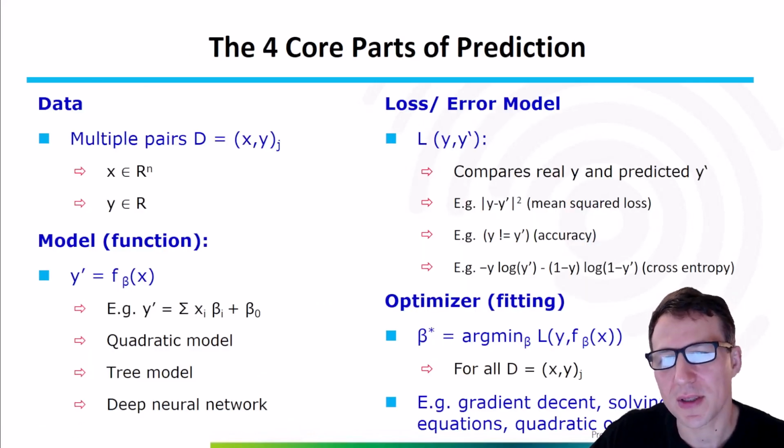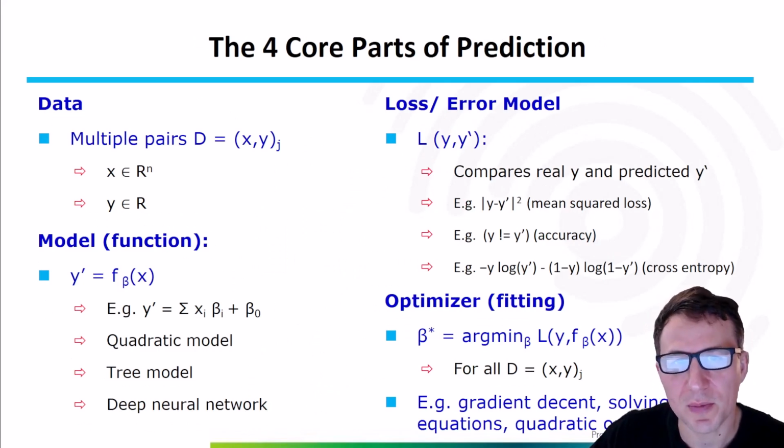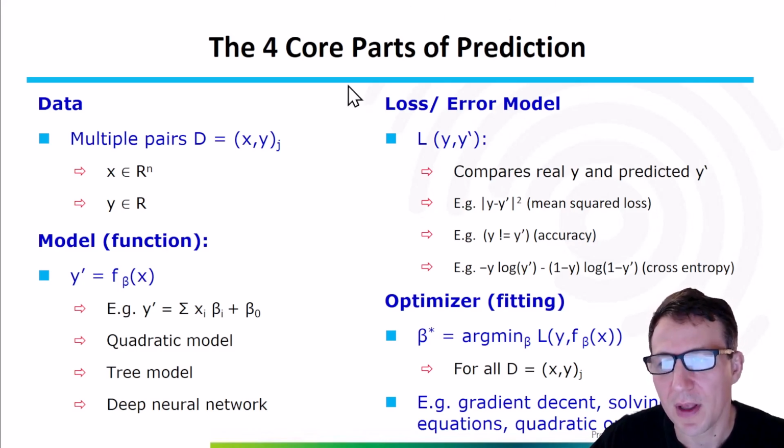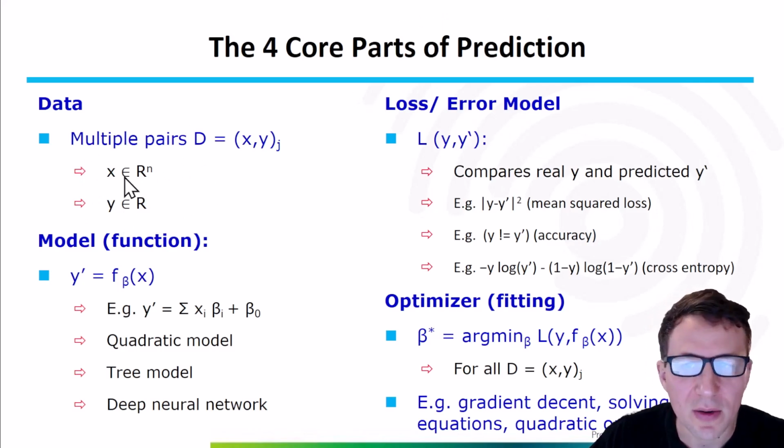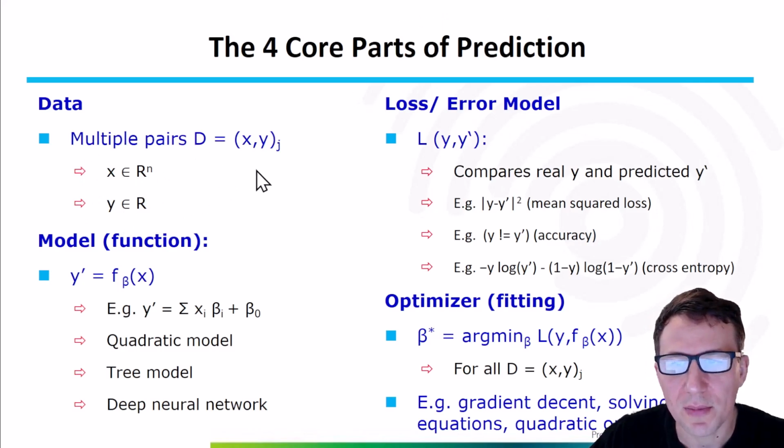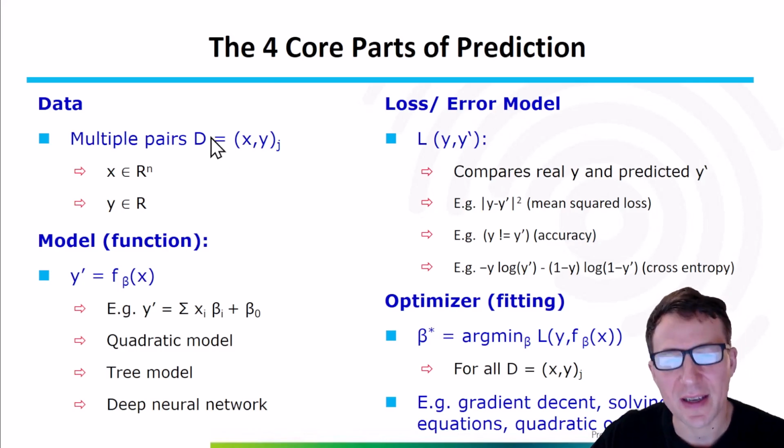This is the core slide of prediction. When you have a prediction problem and you want to use prediction, you have to identify four core parts of your prediction problem. First of all, you have to specify the data. So what does your data look like? As we talked about before, we need these pairs of x and y, where x is an n-dimensional vector and y is a one-dimensional numerical value. So you need to specify exactly what your input features are and what you want to predict.